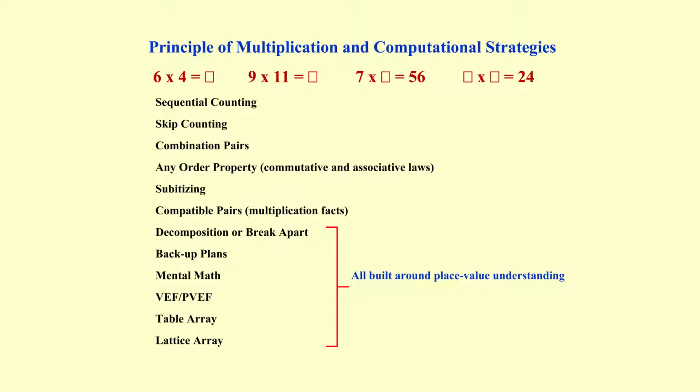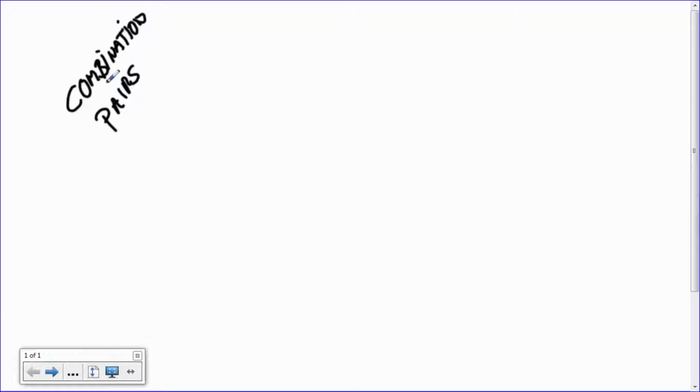So we've talked about sequential counting. We've talked about skip counting. And then we've talked about combination pairs for addition. And just as there are combination pairs for addition, there are combination pairs for multiplication. Before we talk about combination pairs, let's remind ourselves once again of the abbreviated notation that we use for multiplication.